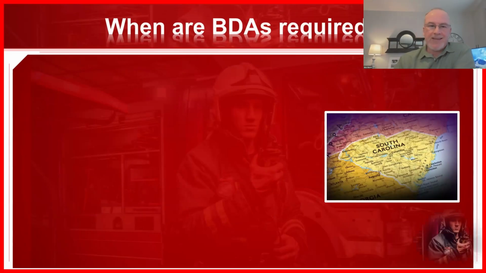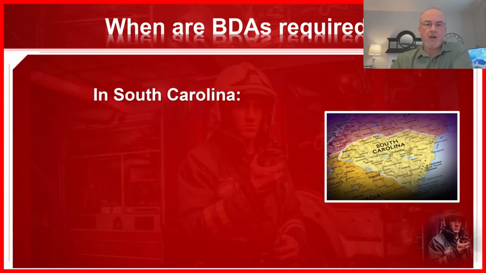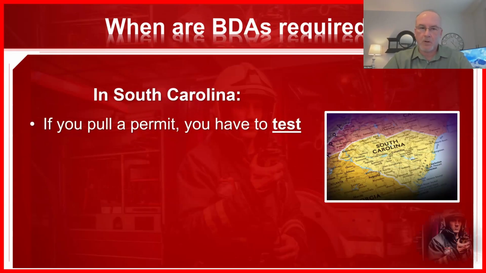When are BDAs required? Again, I'm going to talk to you about South Carolina, and your local AHJs and codes may be different. So just remember that as we go through this. All right, in South Carolina, essentially any new building, anytime basically when you have to pull a permit to build something, and certainly in the context of what we're talking about with healthcare, these are usually pretty good sized buildings anyway. If you're pulling a permit, you have to at least test to see what the signal strength is inside the building. Now, you don't always have to have a system installed, but you do always have to test to see if you need one.